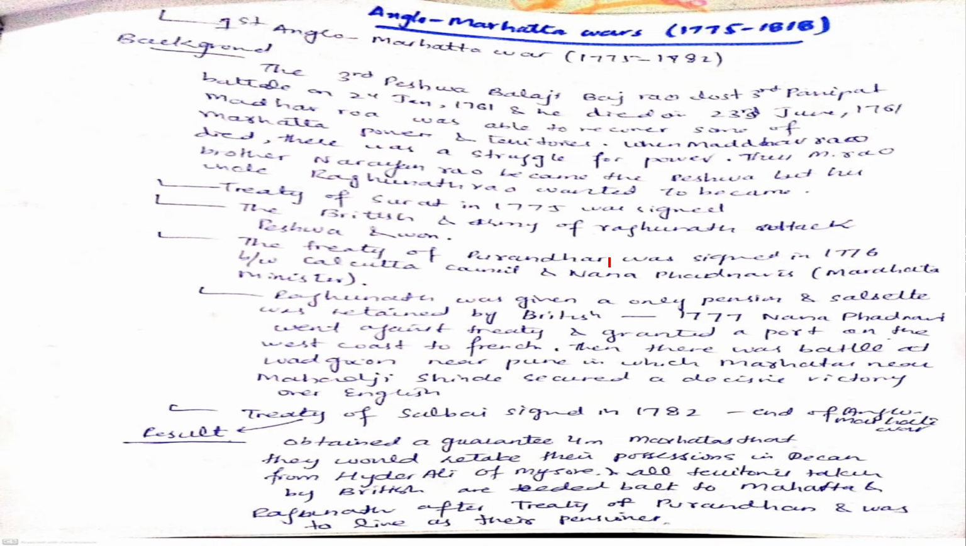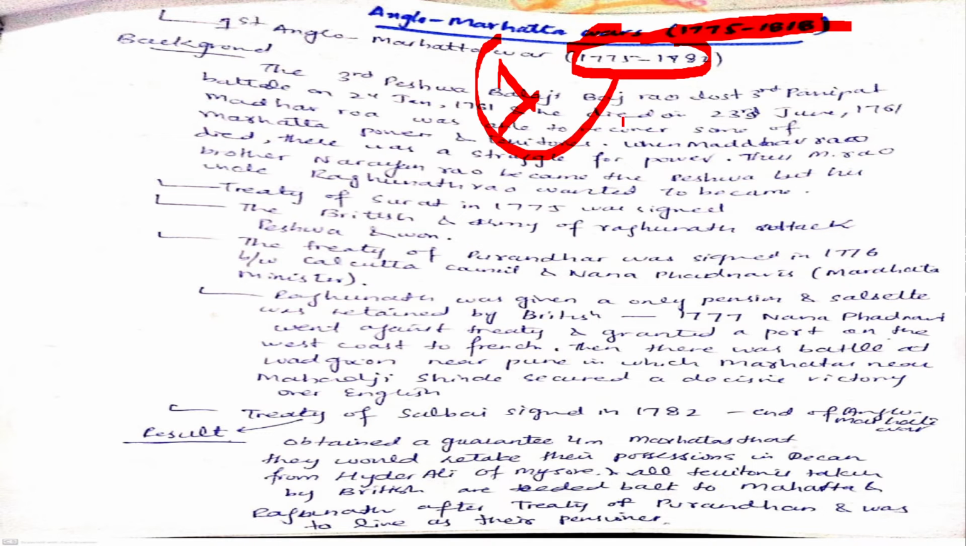Let's come to the Anglo-Maratha War. The Anglo-Maratha War happened between 1775 to 1818. This also includes 3 wars in between these years. The first Anglo-Maratha War happened between 1775 to 1782. So it was the first war.